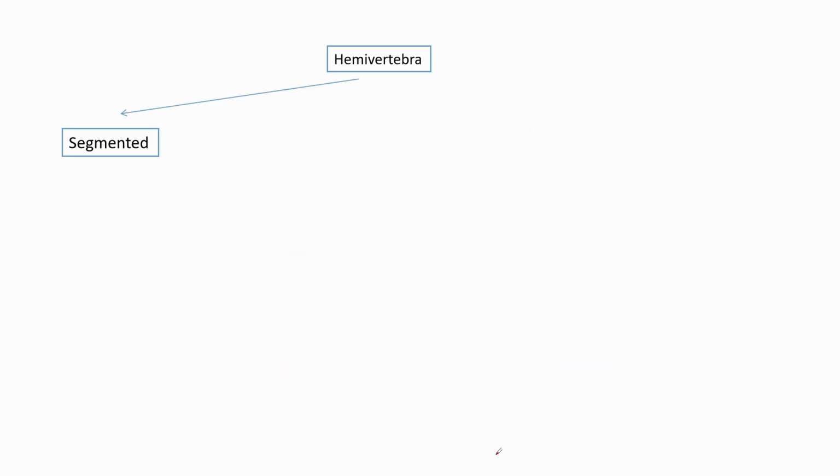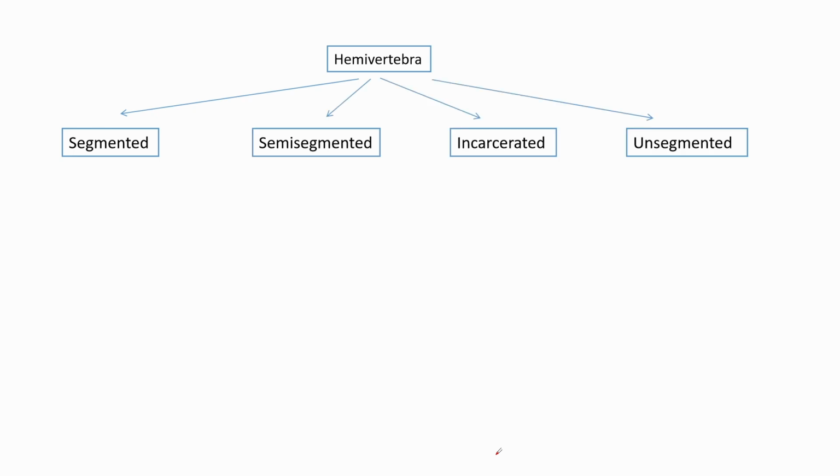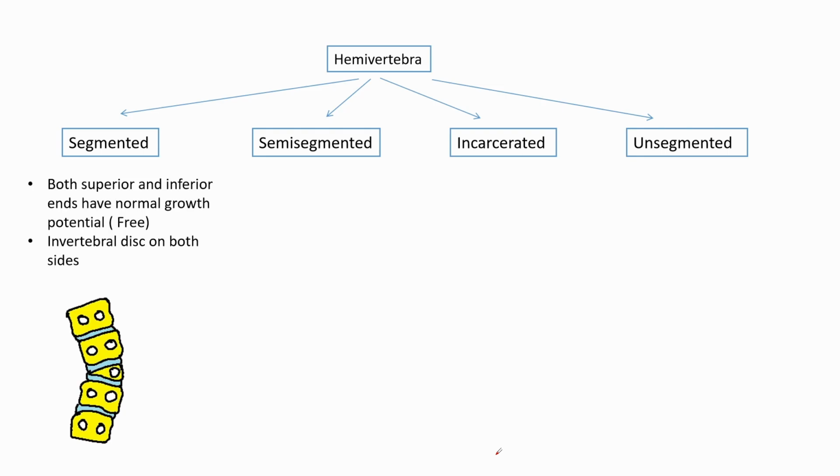The types of hemivertebra can be segmented, semi-segmented, incarcerated, or unsegmented. In a segmented hemivertebra, both the superior and inferior ends have normal growth potential. So this is known as a free hemivertebra. An intervertebral disc is present on both sides of the hemivertebra.